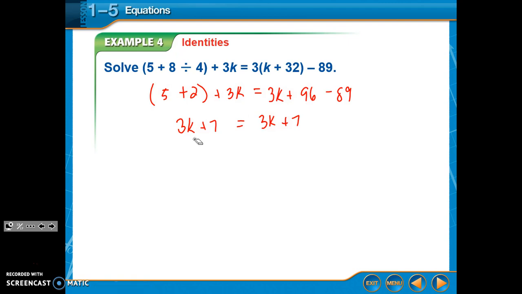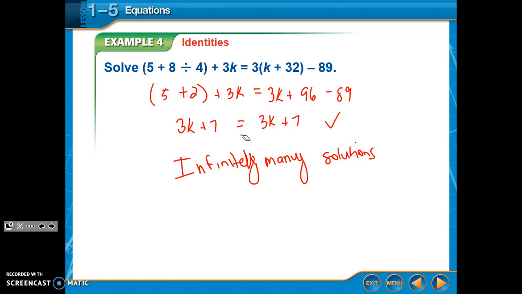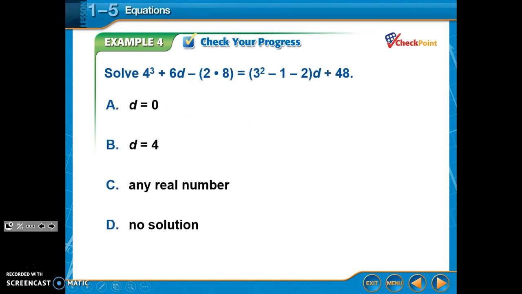So here I end up getting the same thing on both sides. I get 3k plus 7. When you get a true statement, both sides equal to each other, that means infinitely many solutions, because you can put any number in for k and it will come out true. You guys try this one.